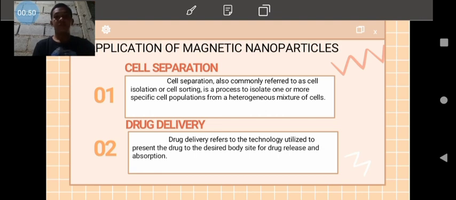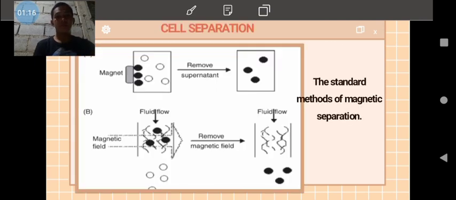Cell separation, also commonly referred to as cell isolation or cell sorting, is a process to isolate one or more specific cell populations from a heterogeneous mixture of cells. Drug delivery refers to the technology utilized to present the drug to the desired body site or drug release and absorption. Next. So this is a picture of cell separation.